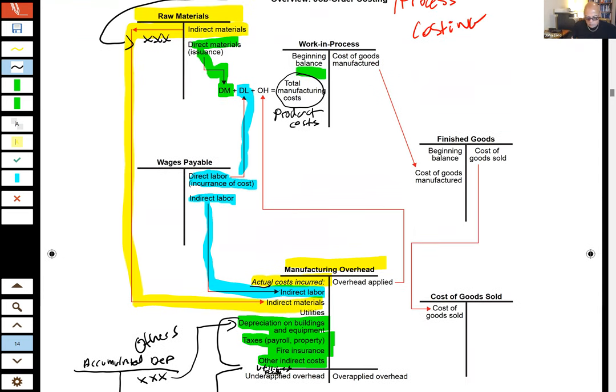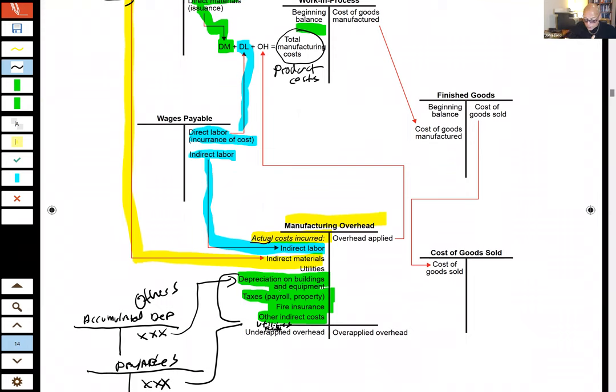We've got our raw materials, and we issued them into production. If it was direct, that went to work in process, added to the beginning balance. For the direct labor, we added that to my work in process. For the indirect items, we put those on the actual side of the manufacturing overhead, right? Now we have to figure out how we can get these overhead costs and apply them to the product.